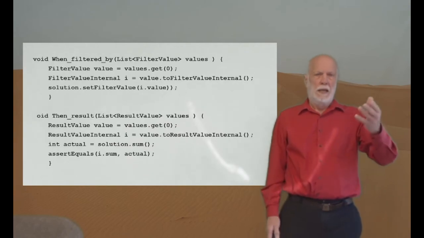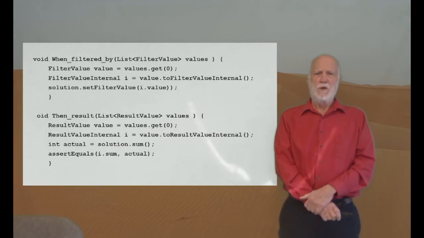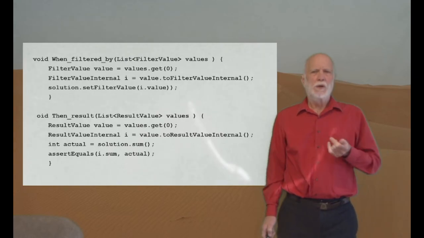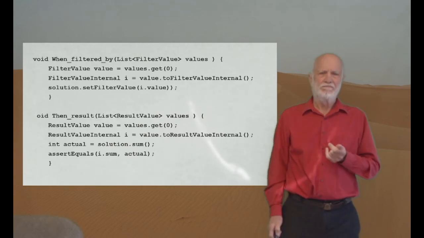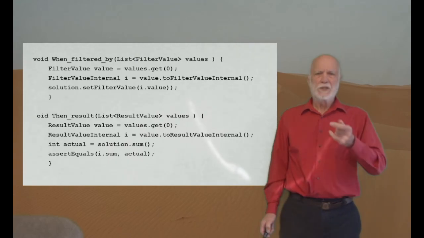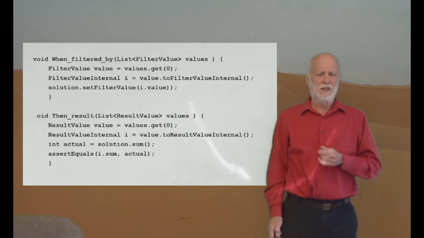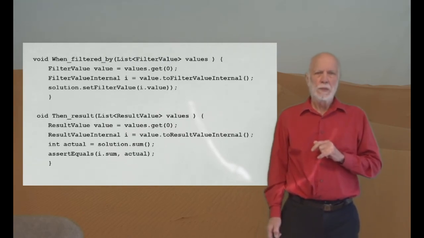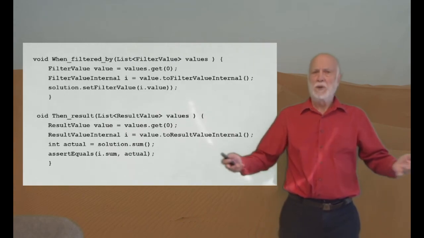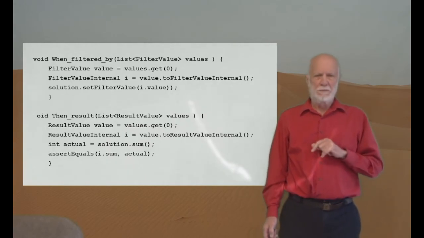Now, here's the corresponding glue code. We get the first line of the values. We convert it to the internal format, and that's going to be our filter value for the solution. And for the result, we get the first row. We convert it to an internal. We call our solution to get the sum based on the filter value, and then we do an assert. Now, that's pretty standard. Given some data, we're going to operate on it. What should be the results?